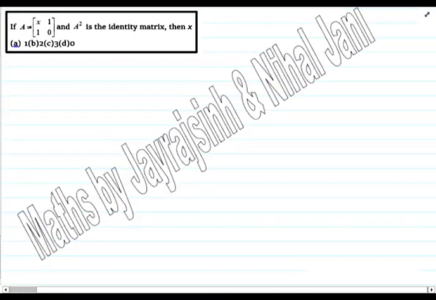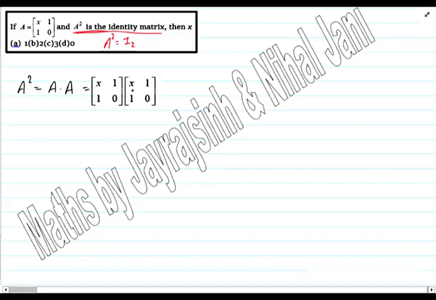In the next question we have one matrix A, and it is given that A square is the identity matrix, or we can say A square is equal to I2. Okay, then we have to find the value of x. So no problem, let's find out A square by using the matrix A. Then we will compare it with I2. So let's find out A square, which is actually A into A, right?